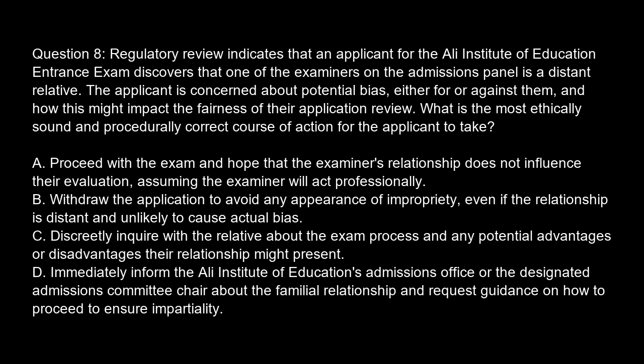Option A. Proceed with the exam and hope that the examiner's relationship does not influence their evaluation, assuming the examiner will act professionally. Option B. Withdraw the application to avoid any appearance of impropriety, even if the relationship is distant and unlikely to cause actual bias. Option C. Discreetly inquire with the relative about the exam process and any potential advantages or disadvantages their relationship might present. Option D. Immediately inform the Ali Institute of Education's admissions office or the designated admissions committee chair about the familial relationship and request guidance on how to proceed to ensure impartiality.